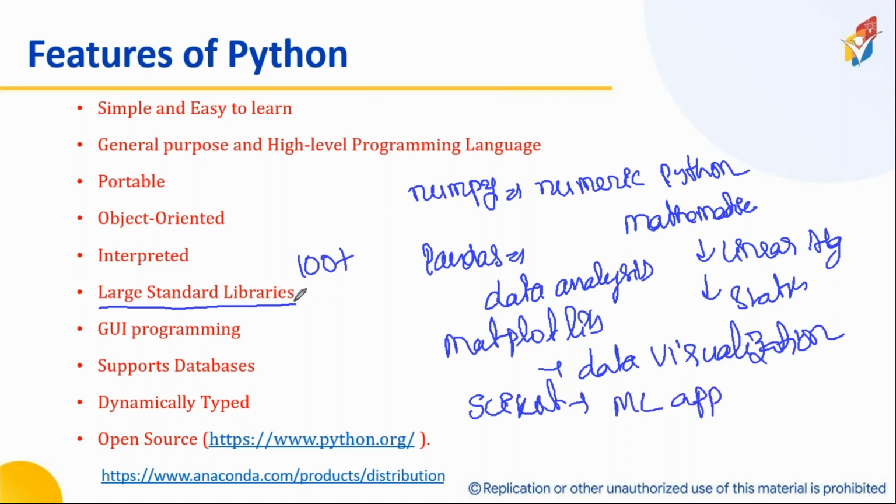Like that, Python supports 100 plus standard libraries. Now, once you are good in Python, you can develop any kind of applications like machine learning, deep learning, IoT, web applications, any kind of applications you can develop.